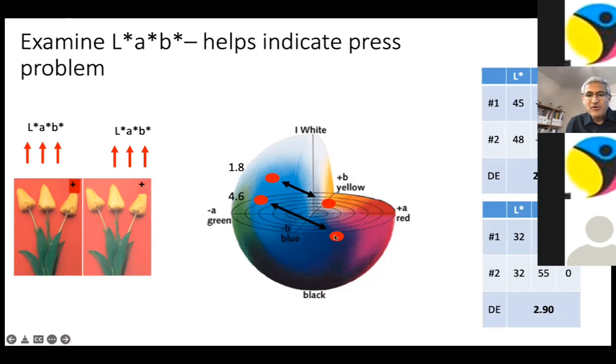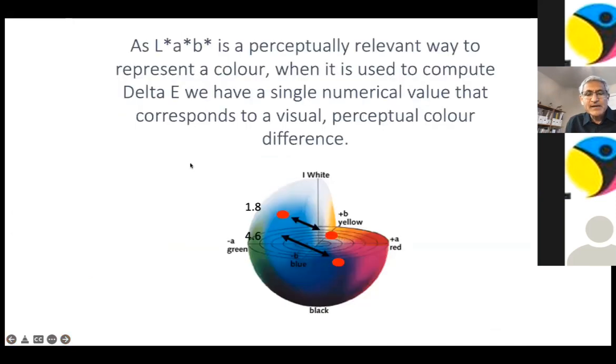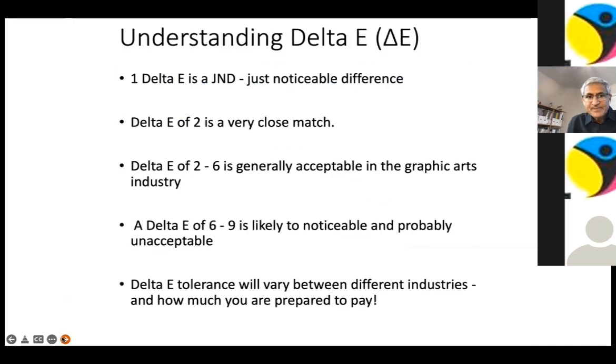It's very helpful for us. And all the standards are specified in terms of this number here. I'm just going to come back to this graph on the right here. But as LAB is a perceptually relevant way to represent a color, when it is used to compute delta E, we have a single numerical value that corresponds to a visual perceptual color difference. And I would add here, all standards talk about a delta E tolerance to meet an ISO standard.